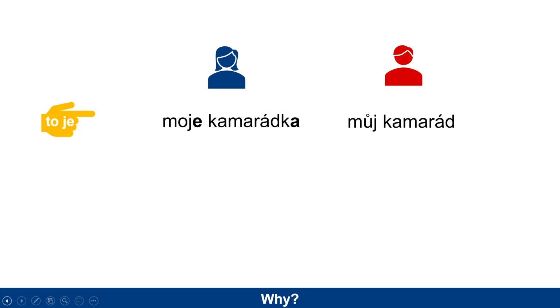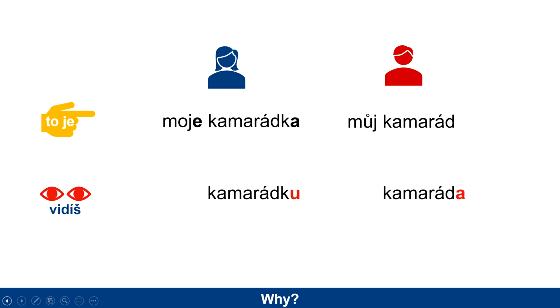When you say I see somebody, or you see, vidíš kamarádku, kamaráda, so the noun changes, but the possessive pronoun changes with that. So you have vidíš moji kamarádku and vidíš mého kamaráda. So this is what happens to all the possessive pronouns.